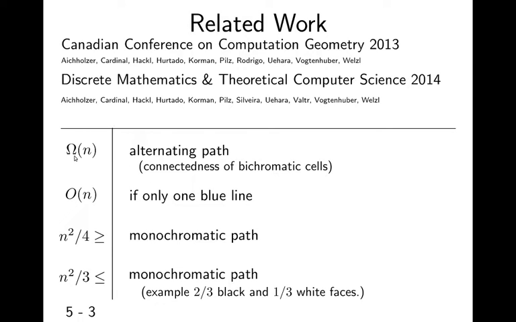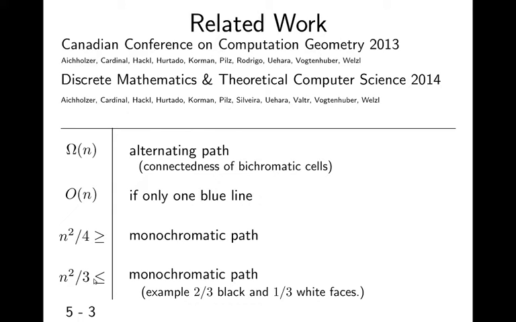So how do they get their lower bound, which is more interesting? Well, they show that the graph is connected. If I want to go from one bichromatic cell to another, then I can always do this. And there are just these cells which are far away from each other. So that's it. For monochromatic paths, they show essentially n squared over 4. There always exists a path of length n squared over 4. And they upper bounded it by n squared over 3.